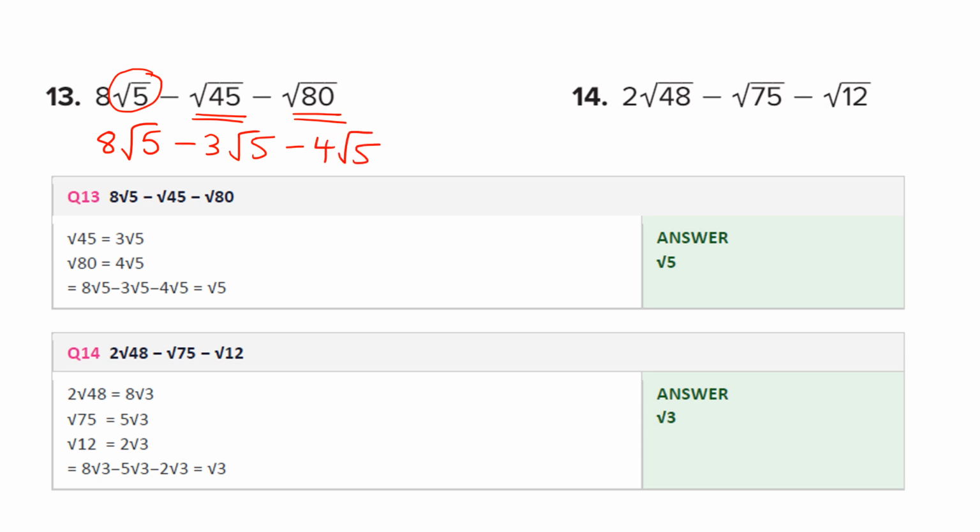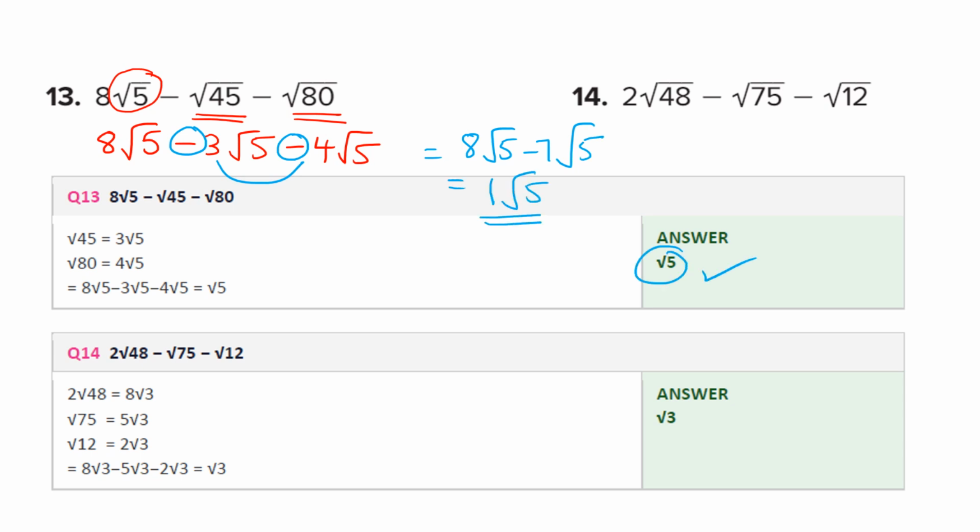Now look at the sign carefully. What is the sign? Negative, negative, they can combine. So 3 plus 4 will give you 7. So subtract it and the answer is 1 square root 5 or square root 5. It's correct. Now try question 14 in a similar way. Now here in this you have to think.